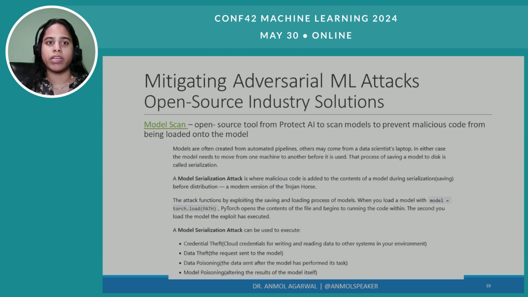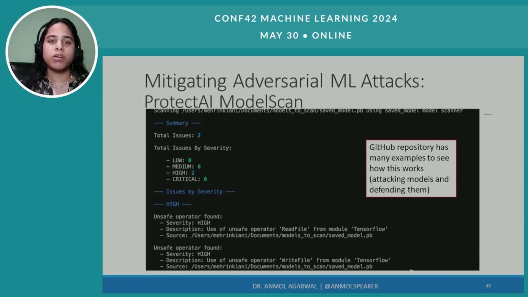They're basically trying to prevent a model serialization attack, which can be used to execute other attacks we've seen in this talk, like data poisoning, data theft, or model poisoning. So ModelScan actually works by providing you a report based on what model you have. On this screenshot, you'll see a report showing that when you load a model that you saved, it has 2 high issues. And then it tells you that these 2 high issues correspond to the following unsafe operators.